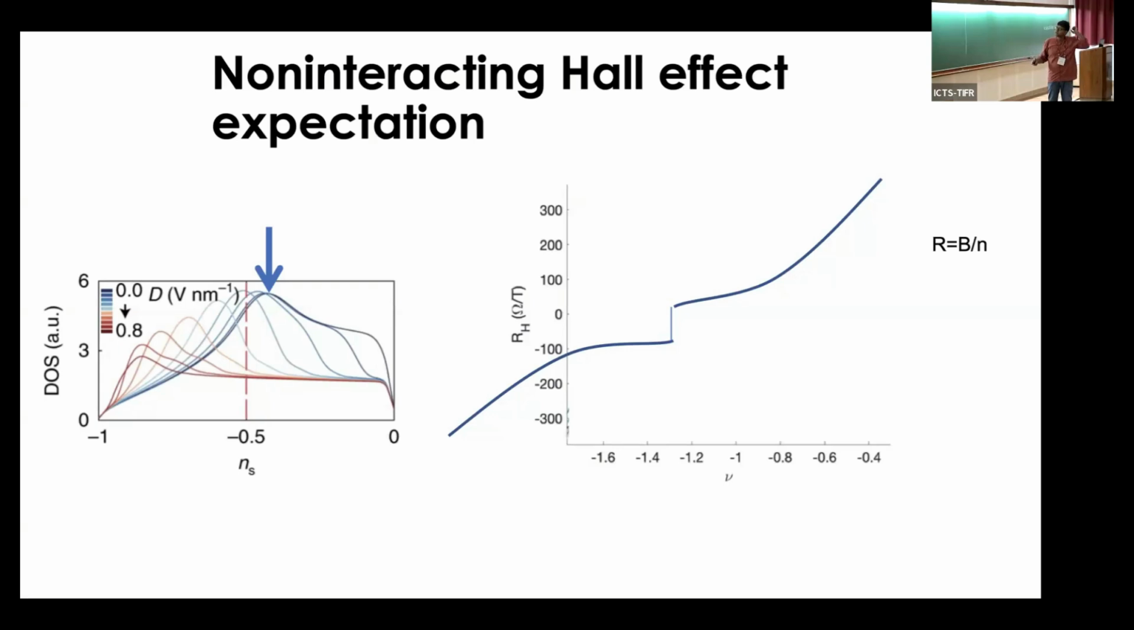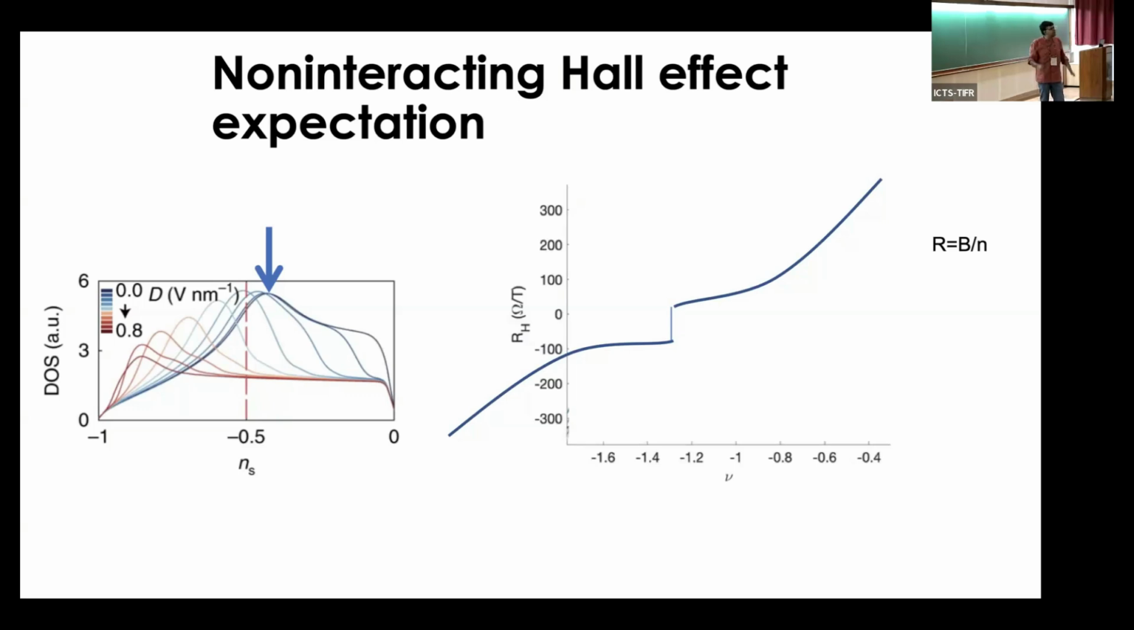And ask ourselves, what should the Hall effect be if I just take non-interacting electrons, put them in a band that looks like this, and measure the Hall effect? Well, our textbook tells us that the Hall effect goes as 1 over the density. And here, when I'm close to the edge of the band, I have a hole pocket. The hole pocket is getting bigger and bigger, which means the Hall resistance is getting smaller and smaller in sort of a 1 over n fashion until I hit this Van Hove singularity.